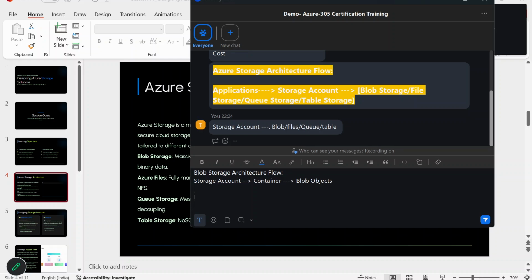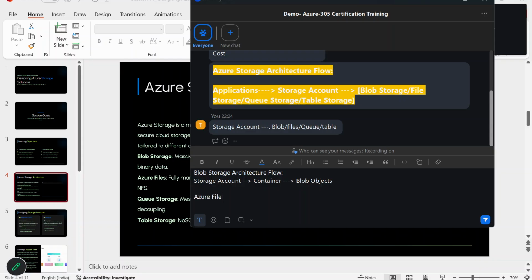Azure Files provides managed SMB file shares, for example, shared company drives in Azure. So why Azure Files? Many applications require shared file access, so it is a traditional file server replacement. So what is the Azure Files architecture?